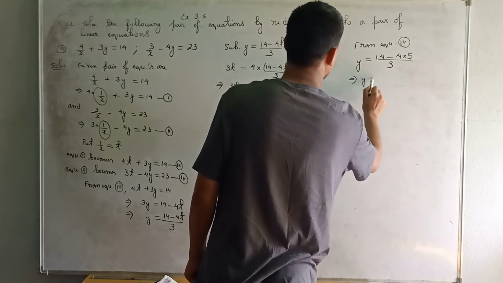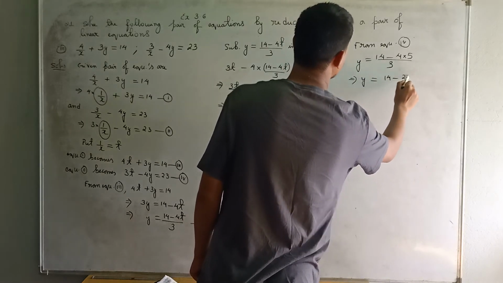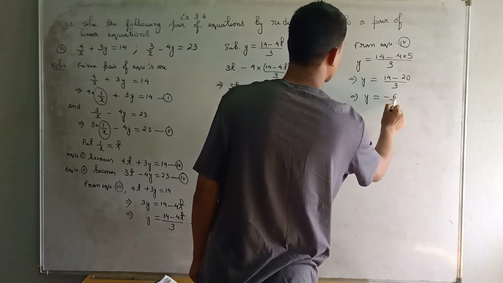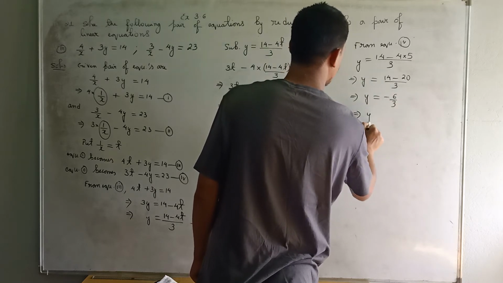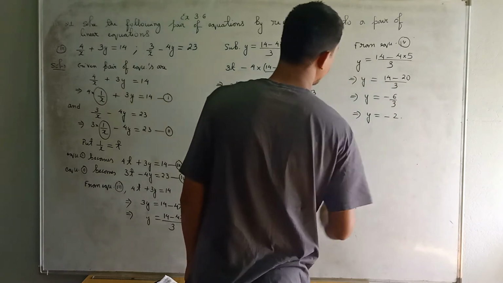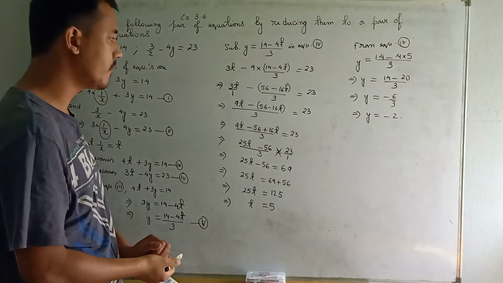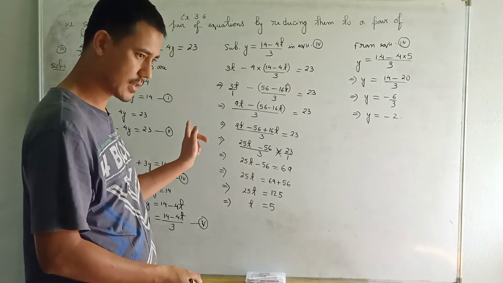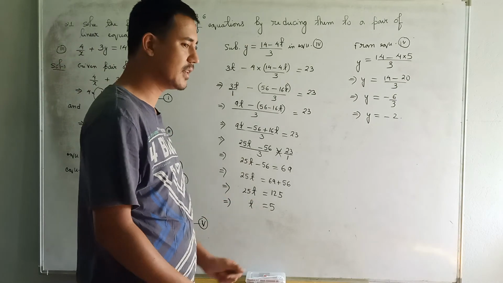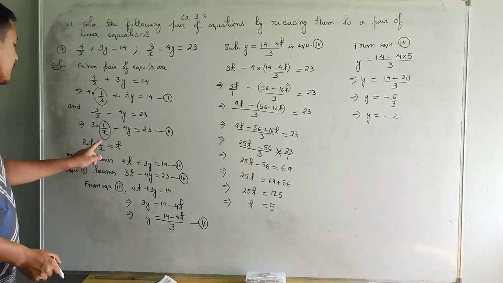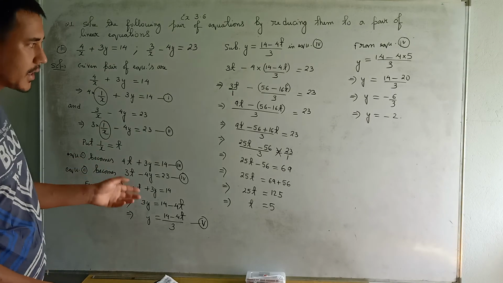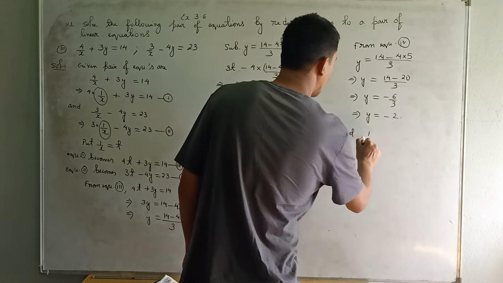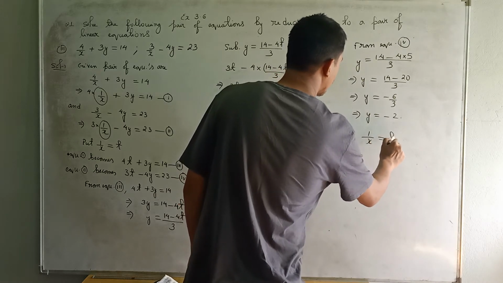So this implies y equals 14 minus 20 upon 3. So y equals minus 6 upon 3. So your y will be equal to minus 2. So we have obtained y, we have obtained t, but that's not it. What do we need? X. No, we have t already. We need x. T means 1 by x. We consider that, right? But 1 by x has been taken to be t.